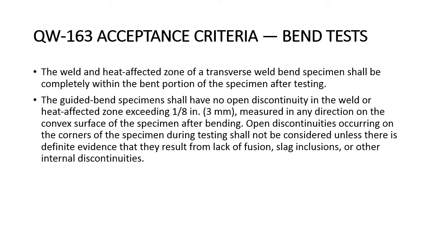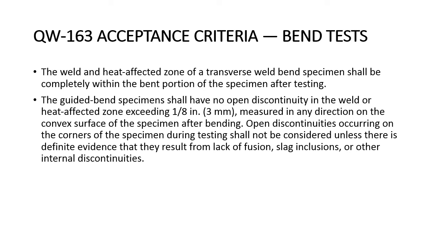QW163 acceptance criteria, bend tests. The weld and heat affected zone of a transverse weld bend specimen shall be completely within the bent portion of the specimen after testing. The guided bend specimens shall have no open discontinuity in the weld or heat affected zone exceeding 1/8 of an inch measured in any direction on the convex surface of the specimen after bending. Open discontinuities occurring on the corners of the specimen during testing shall not be considered unless there is definitive evidence that they result from a lack of fusion, slag inclusions, or other internal discontinuities.